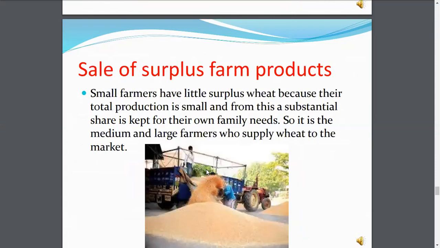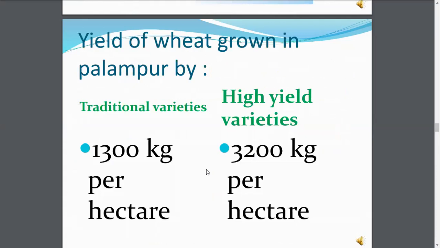For example, I have shown you the example here. High yielding variety seeds give 3,200 kg per hectare, but traditional ones give only 1,300 kg per hectare. That's coming under the green revolution only. But the problem is what? If we use it more and more, the fertility of our soil will be lost. So we have to be very careful while using high yielding variety seeds and chemical fertilizers.